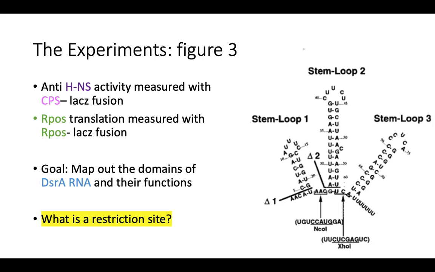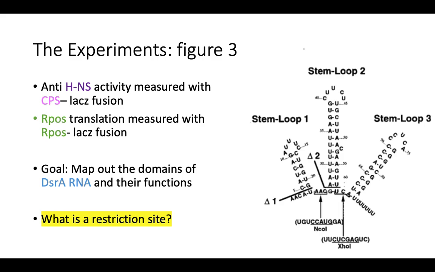So the way that we measured anti-HNS activity is with a CPS, and remember CPS is those capsule genes, and we fuse those to lacZ, and that's how we're going to test our loop 2, which is responsible for that activity. Now rpoS translation, we're going to measure that with an rpoS-lacZ fusion, and loop 1, as well as this little area here, is mostly what's responsible for promoting the translation of rpoS.